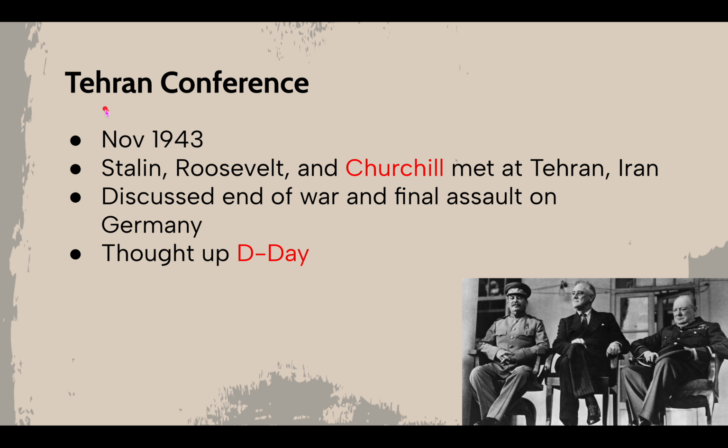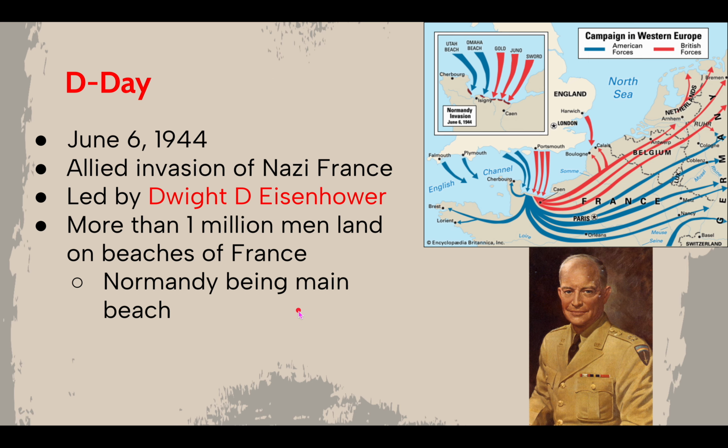All right, so the Tehran Conference. This happened in November of 1943. That is where Stalin, Roosevelt, and Churchill met at Tehran, Iran, and they discussed the end of the war and the final assault on Germany. This is also the meeting where they thought of the D-Day invasions.